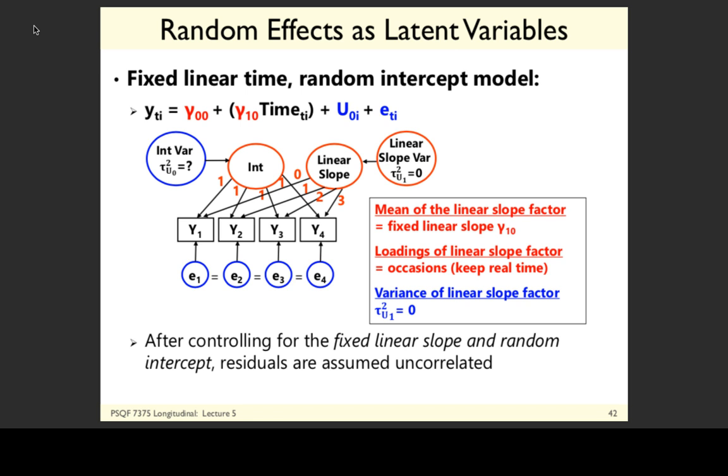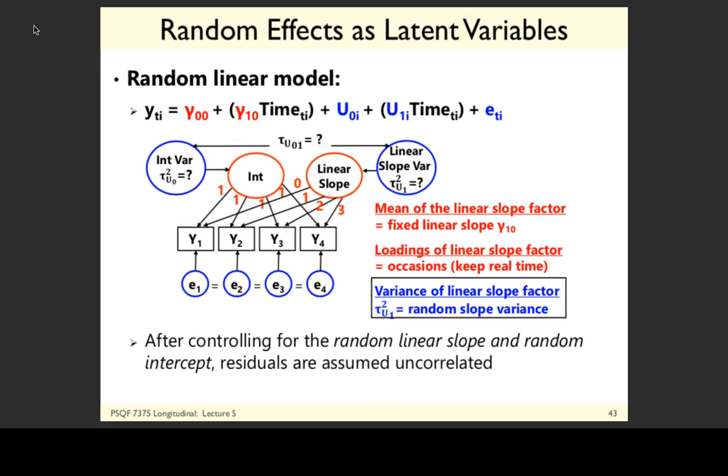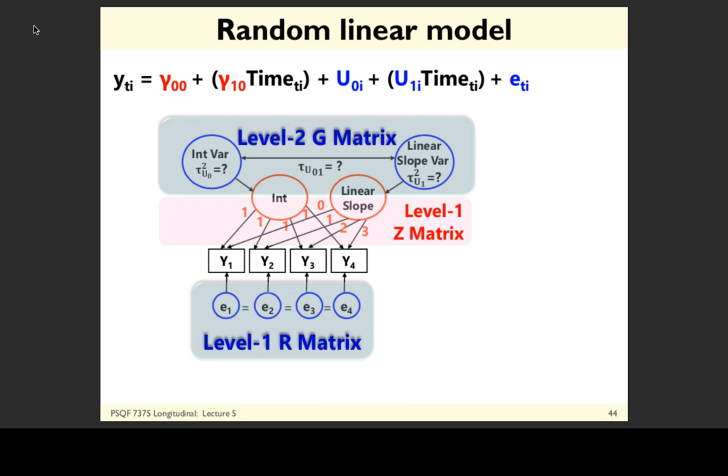And then if you pick up the variance here, then you're at the same place we left off, which I would call a random linear time model, where you have 2 sources of between-person variance, 1 source of within-person variance, and if you want to map it onto the mixed model equations, it looks like that.